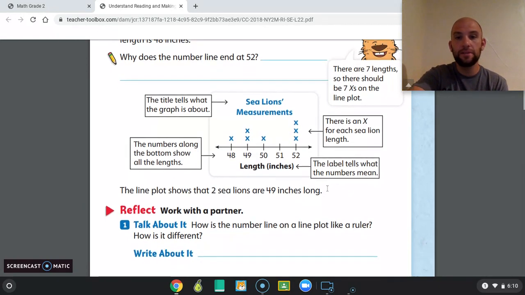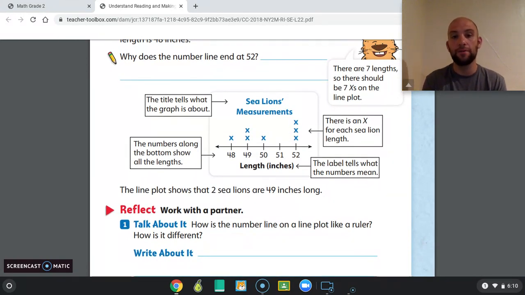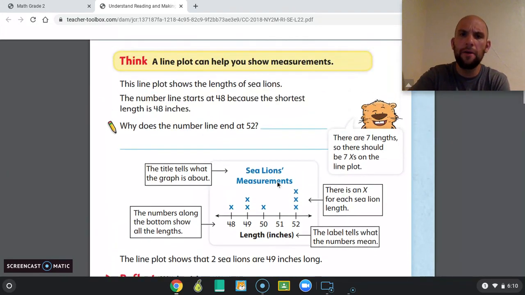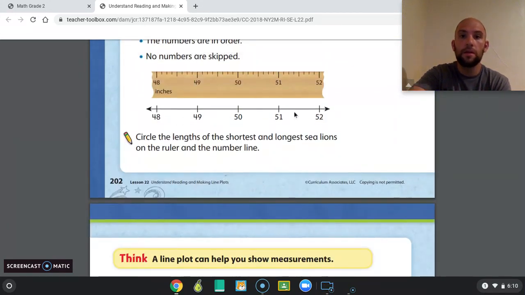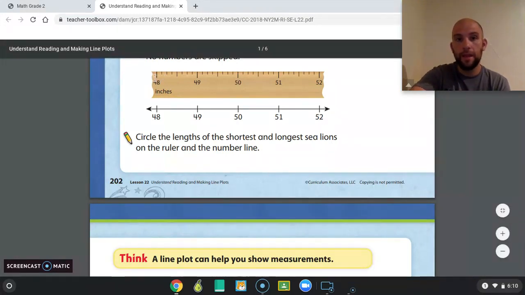Now, we talked about how a number line and a ruler are similar, but how are they different? So think about how these two things are different. So on a ruler, every mark, so every number on this ruler, this is in inches. So every number represents 1 inch. So in between the numbers on the ruler, we know that space will be 1 inch.